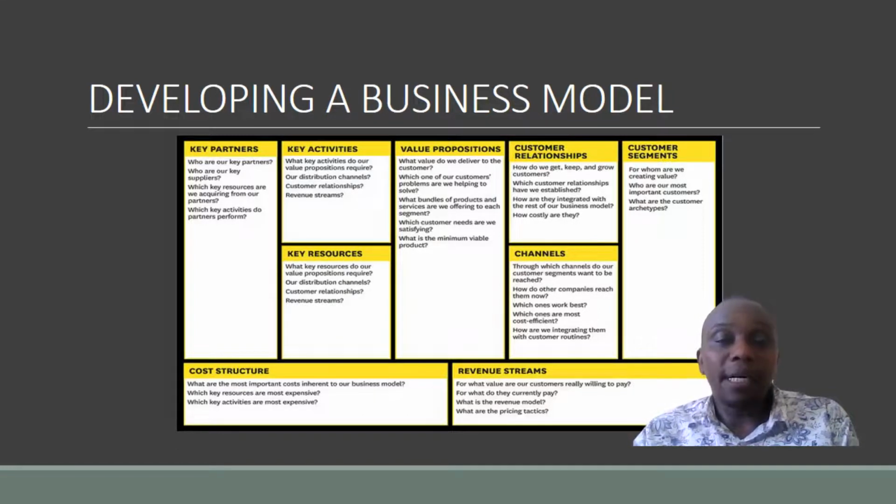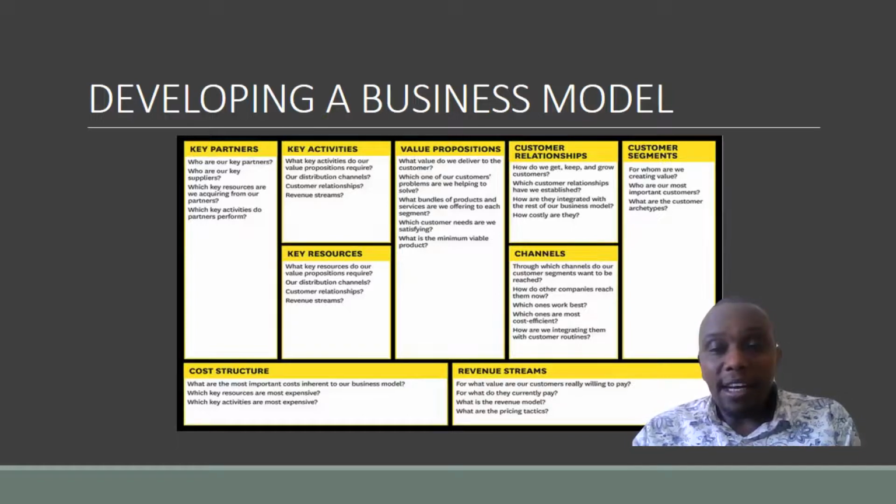And lastly, we have partners. Who are these people who are going to partner with us? Who are these people that are so important in our business that without them, we cannot continue? These are the ones that we are calling the key partners, and they are very important.